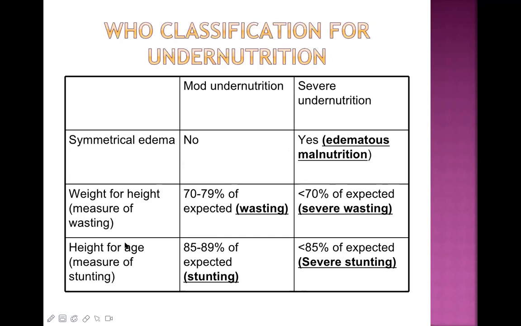and less than 70% of the expected is called severe wasting. If we consider the height for age, that is the measure of stunting, 85 to 89% of expected is called stunting, and less than 85% of expected is called severe stunting.